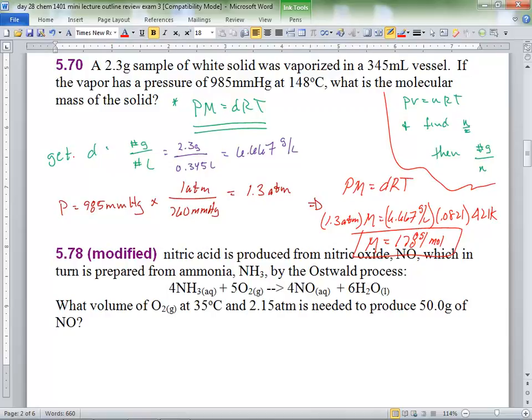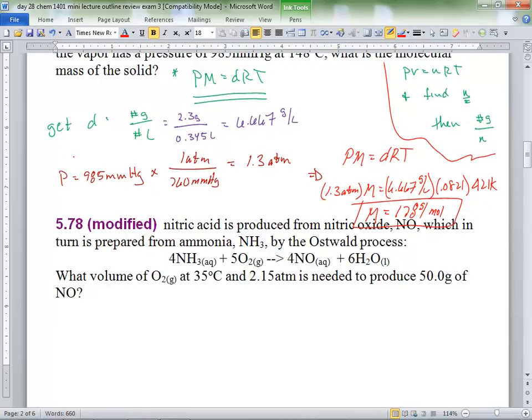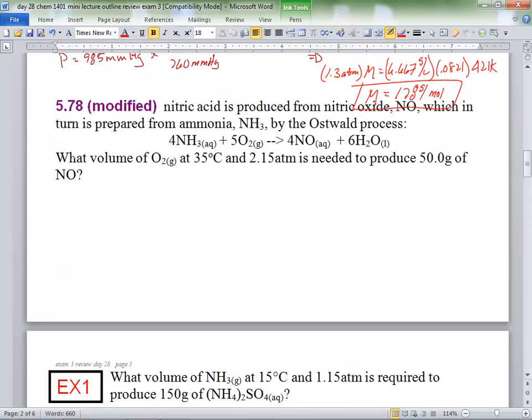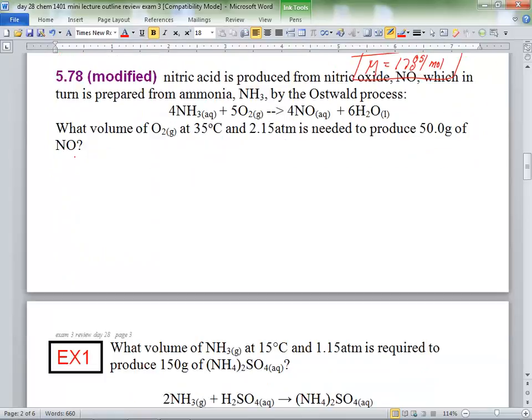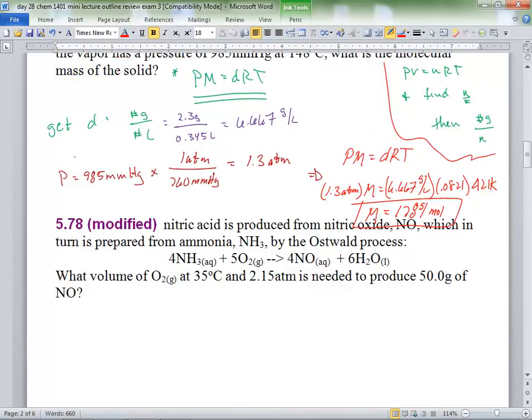Or you're always safe, if you're not comfortable, just always put it in atmospheres. It's so fast, so you're not really hurting anything. Because I did, and then I got another answer. That's why I started... Oh, okay. Because when you convert the other one to millimeters of mercury, you just get 1.032.